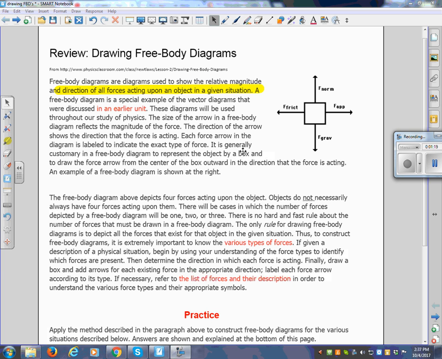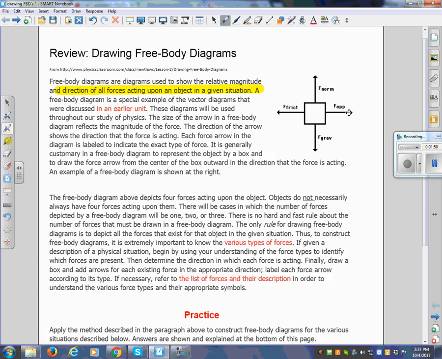It is generally customary in a free body diagram to represent the object by a box, so just a square, and to draw the force arrow from the center of the box outward in the direction that the force is acting. An example is shown for it. So generally, even though things might be pushed, we show them as a pull. It's just a convention. In other words, if this applied force was really a push, you wouldn't put it there as a push, you would put it there as a pull, because it really doesn't matter. It's showing a force in that direction.